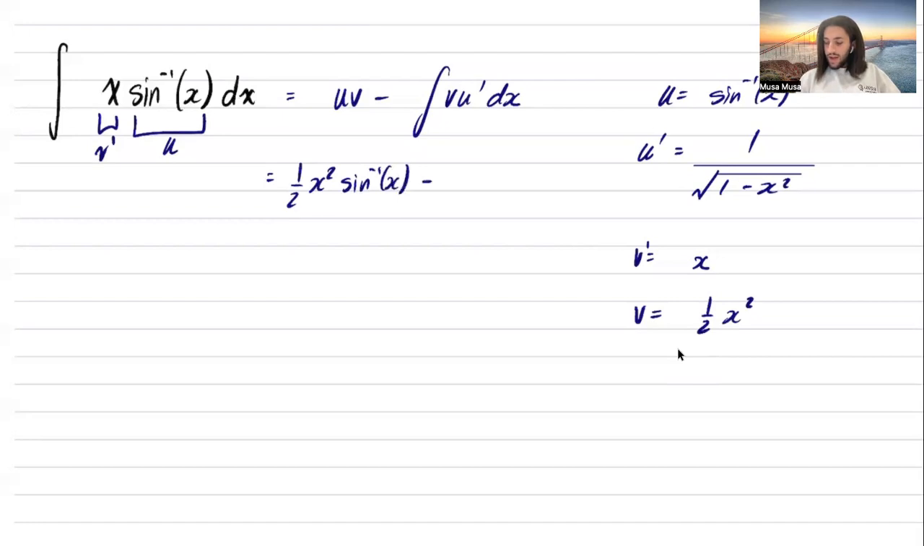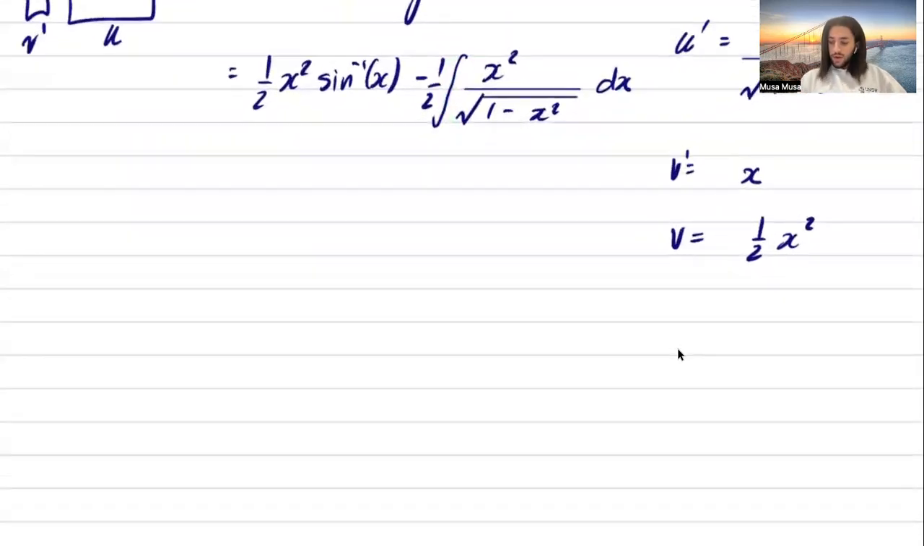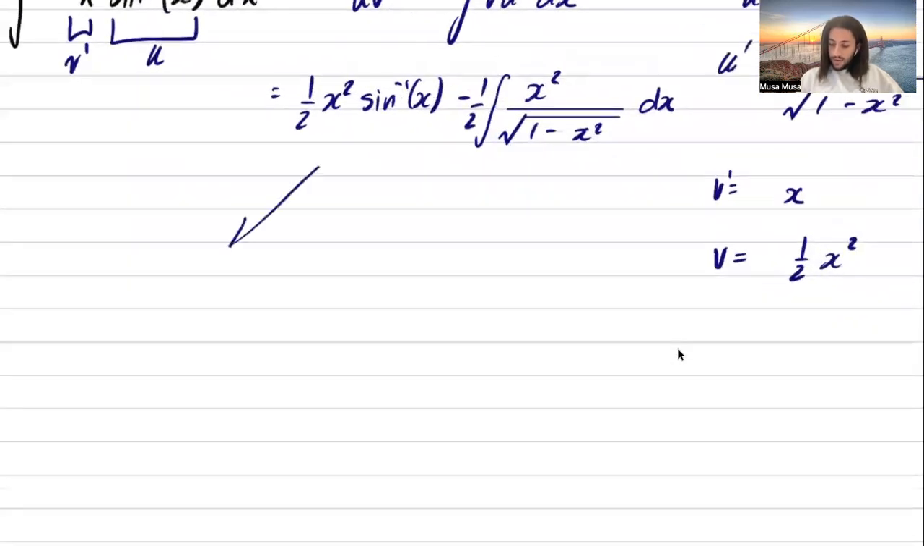minus, and then it's going to be the integral of v u dash. So I'll take the half out the front, and then it's x squared on the square root of 1 minus x squared dx. Okay, I like this. This is a juicy question. I really hope that you didn't stop here and you actually had a go at trying to force this to work. Okay, so let me just take this off, maybe a bit closer to here.